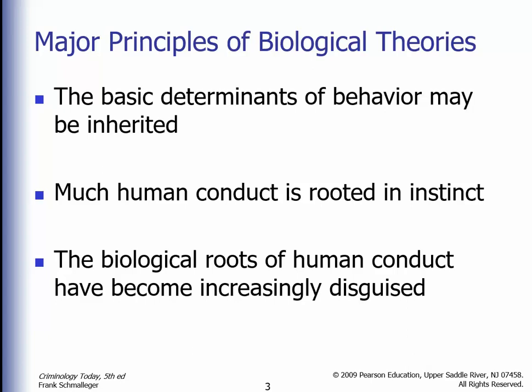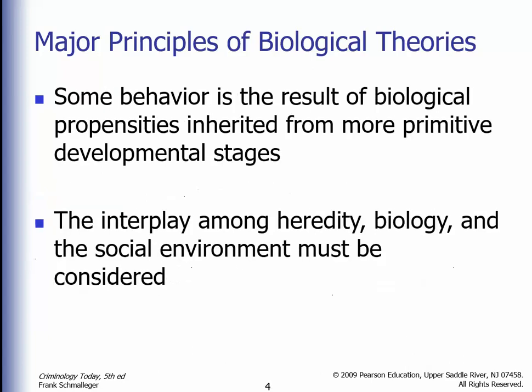People can inherit determinants of behavior, conduct rooted in instinct. Biological roots of human conduct really are not quite visible today. So even if the biological roots exist, it's hard to look at a person and see that they exist. Some suggest that biological roots result from things that we've learned from earlier stages in our developmental lives. But they do acknowledge that there is an interplay between heredity, biology, and social environment. We have to consider that. It's not just about biology and heredity. The social environment does have an impact.